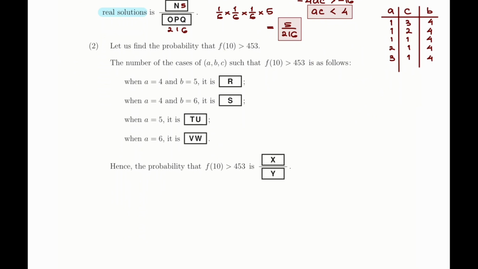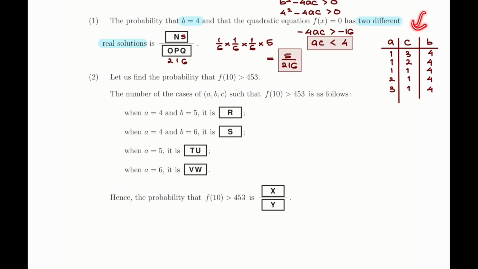So our objective is we want to find the probability that f of 10 is greater than 453. First of all, we need to calculate how many cases are there such that f of 10 is greater than 453. Same like here, we need to know how many cases are there. After we get the number of cases, just multiply it by 1 over 6 to the power of 3. That's our final answer.